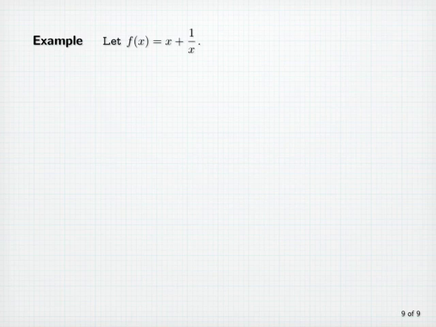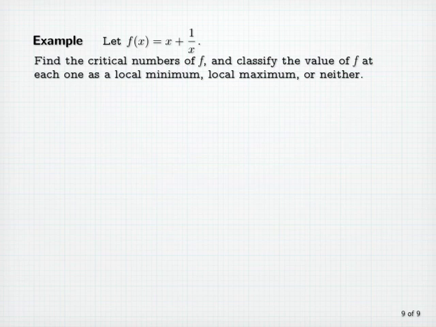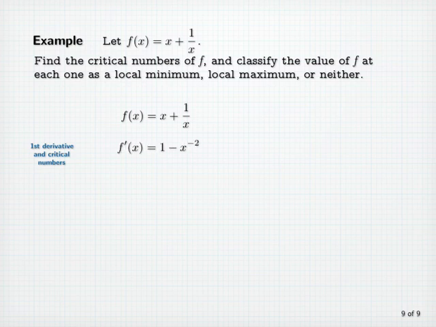Another example. Let f of x equal x plus 1 over x. Let's find the critical numbers of f and classify the value of f at each one as a local minimum, local maximum, or neither. Let's compute the first derivative and find the critical numbers. F prime of x equals 1 plus the derivative of x to the minus 1 power, which is minus x to the minus 2 power.